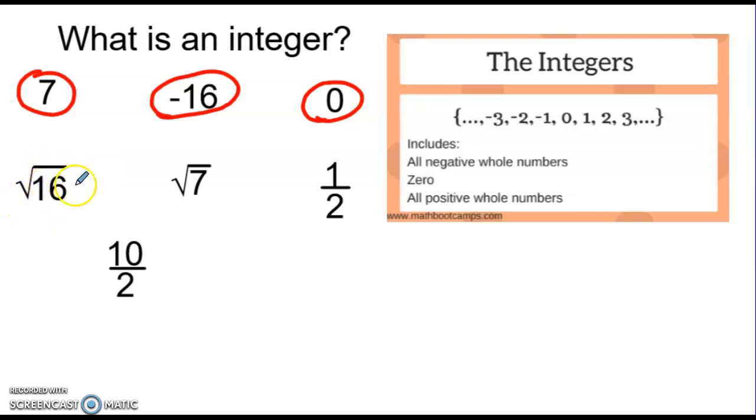Square root of 16. Well, we have to ask ourselves, what is the square root of 16? And the square root of 16 equals 4. And 4 is a positive whole number, so this one would work.